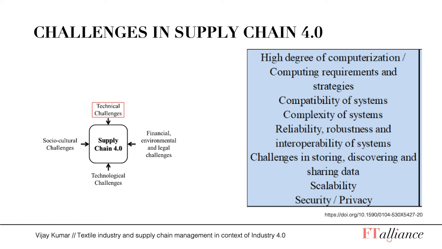And like I said previously, supply chain 4.0 is all about collaboration. And if in a supply chain only a few companies are collaborating and the rest are not, then the purpose is not solved. And the scalability and security and privacy of the data.